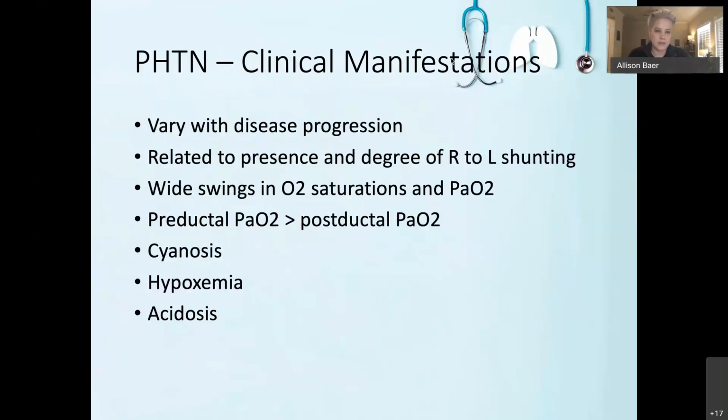It varies with how severe it is. Some of these kids can be very severe, and how it looks or how it presents depends on how much of that shunting there is inside the heart. So you can have pretty wide and rapid swings in their O2 sats and their PaO2. Usually their preductal PaO2 is going to be higher than their postductal PaO2. And you're going to see the cyanosis and hypoxia from that.